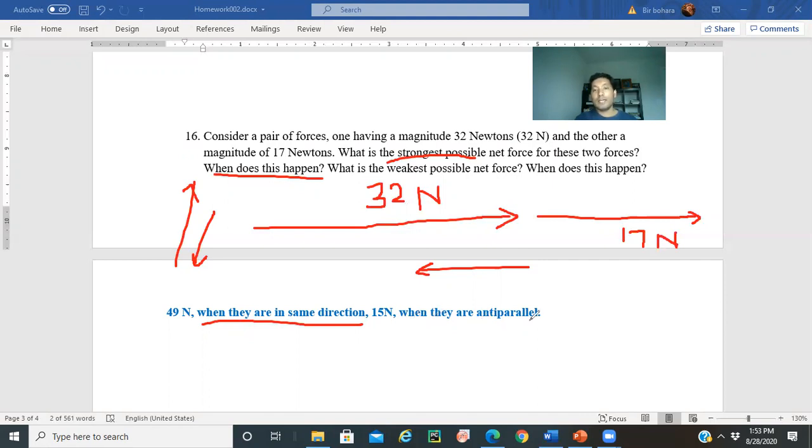Then when they are anti-parallel, that means they are facing opposite direction. Anti-parallel means opposite direction, okay? So you can say same direction and opposite direction, okay? I hope you are getting these vector concepts.